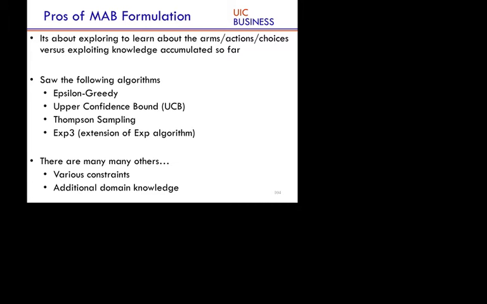And we've seen these algorithms: epsilon greedy, UCB, Thompson sampling, and EXP3. I've only told you the strategies, and the strategies are very simple. They get captured in like 3 lines, and so they're easy to implement. And there are many others which can also take into account constraints and additional domain knowledge on the arms. But what are the issues with the multi-armed bandit problem?